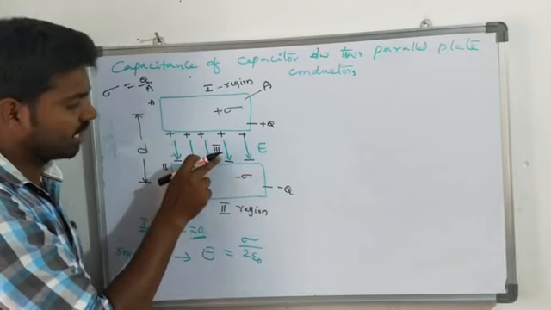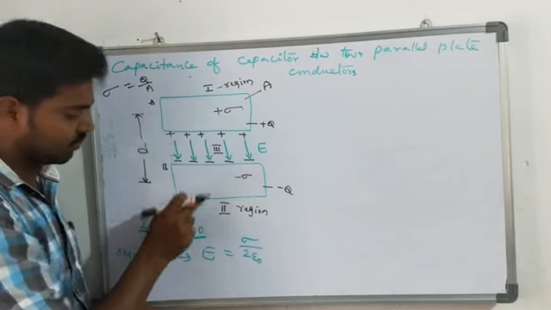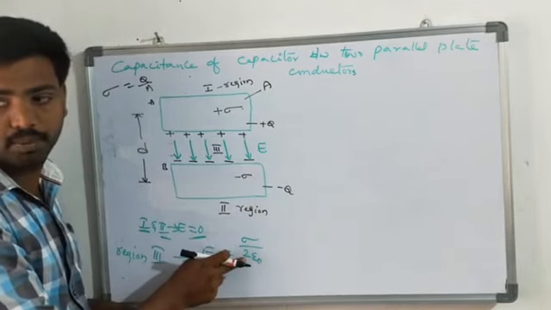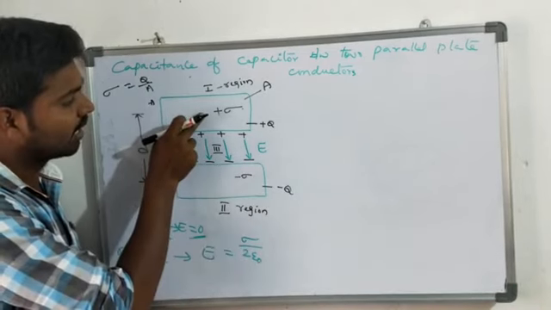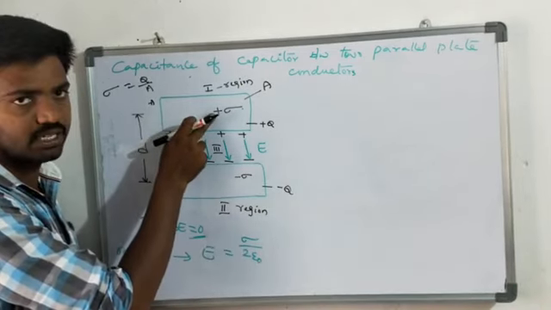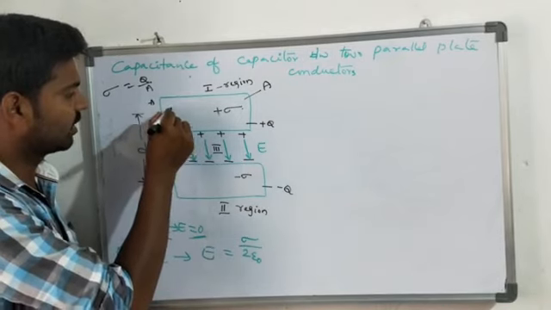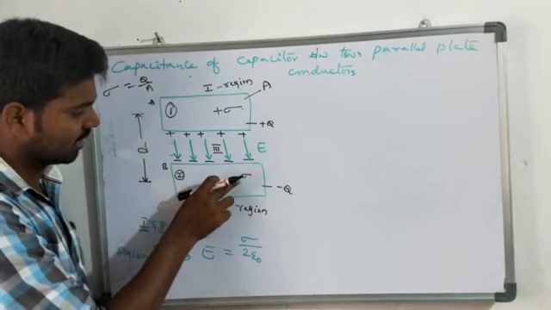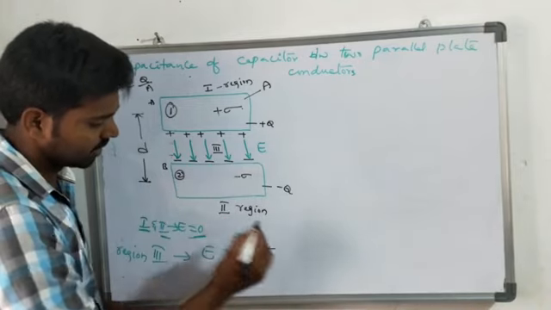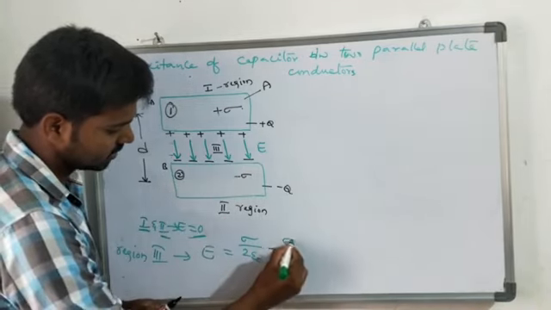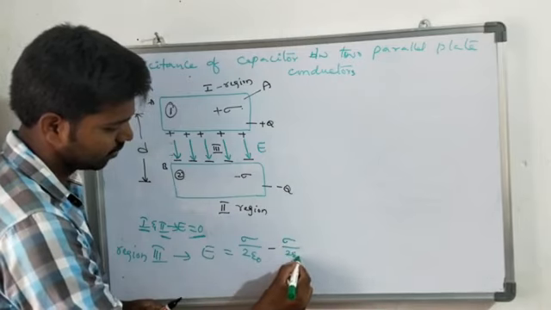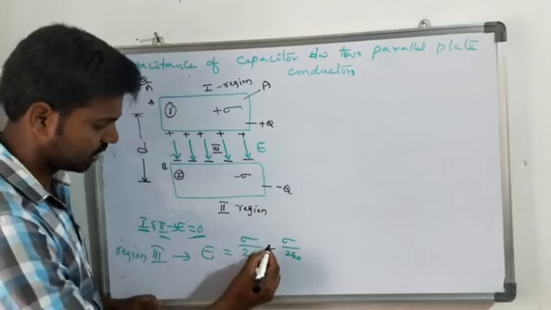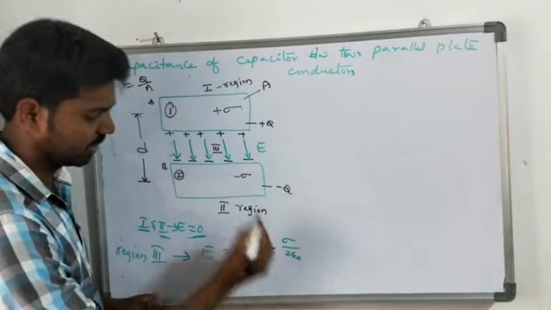Now they are asking about between the two conductors. E is equal to sigma by 2 epsilon due to the first conductor. Due to the second conductor, it is minus of minus sigma by 2 epsilon. So we are calculating the difference, that is minus of minus, plus.